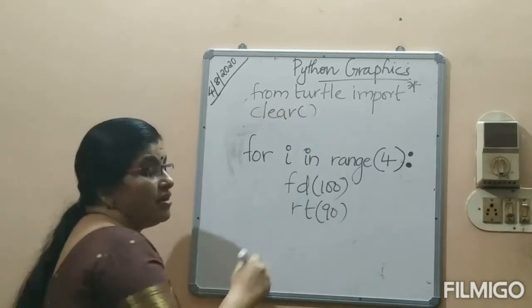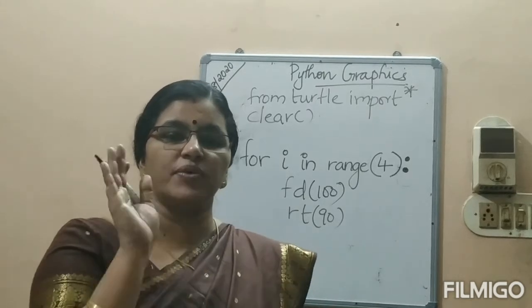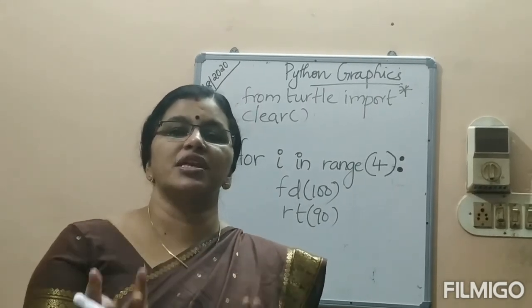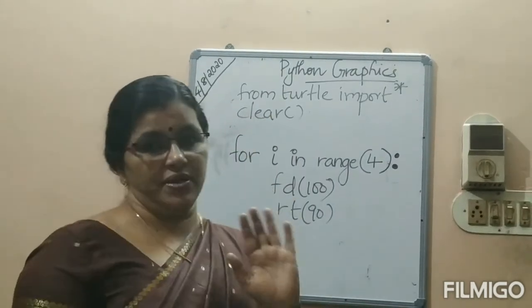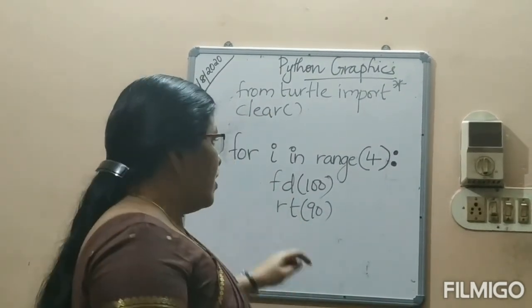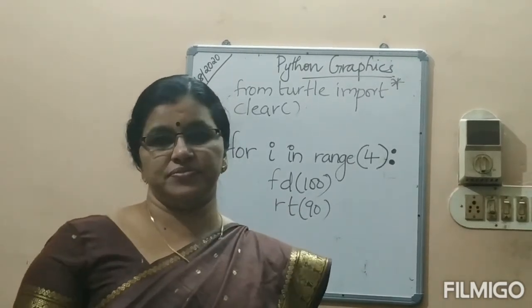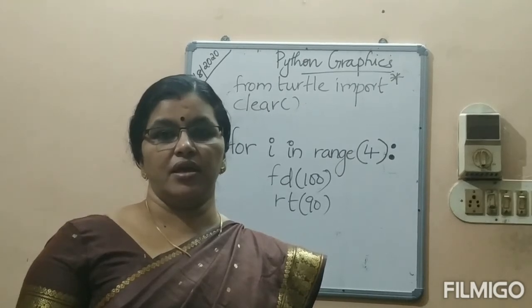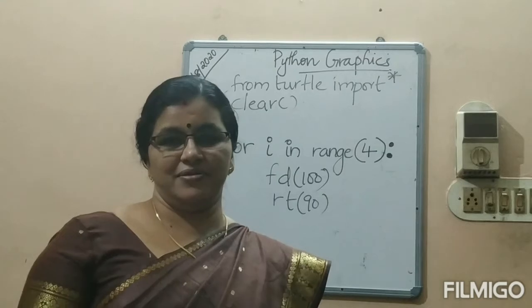What is the use of clear? For clearing the screen. As the teacher clears the screen with the duster, computer also clears the screen. To clear the screen, clear command should be given. Then, while drawing this, you will see that it is in black color. How will you get a different color?